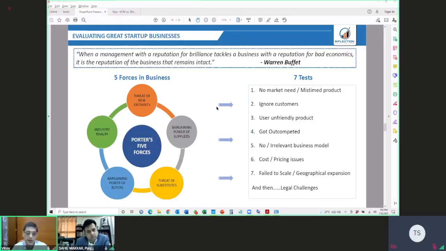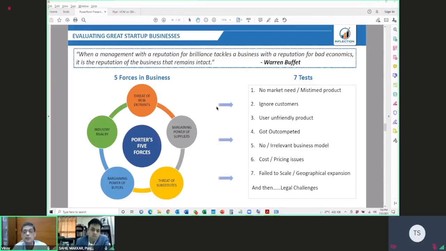Unfriendly product. A lot of companies brought smartphones before Apple. They had screens, everything was there, but they could never use it because it was not usable. So if the product does not have a good product-market fit with the consumer, it will not work.